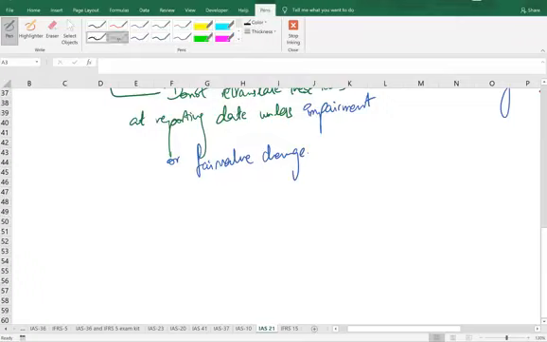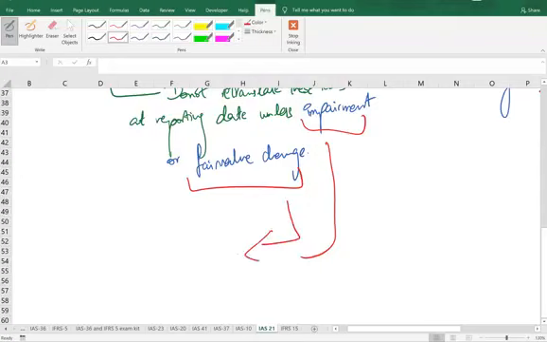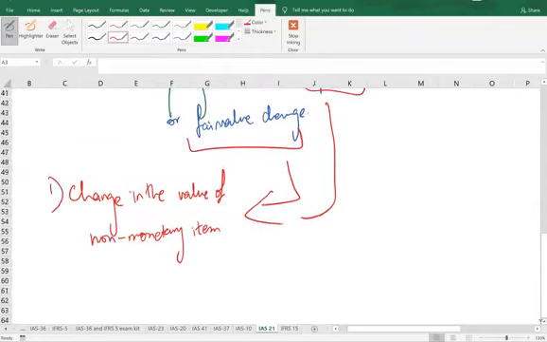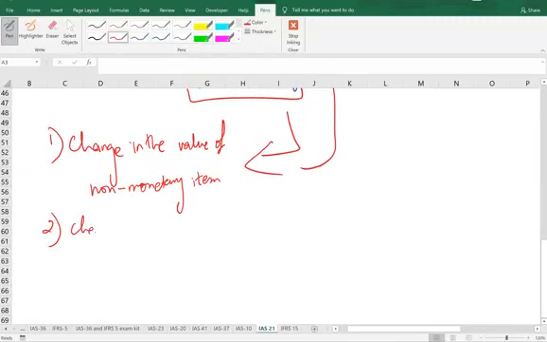Now, impairment or fair value change. Guys, remember that this fair value change or impairment would ultimately have two things. Number one, change in the value of the non-monetary item, and change in exchange rate. Do you guys agree? Guys, there could be a change in two things.